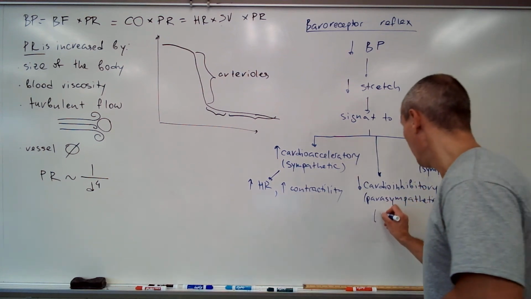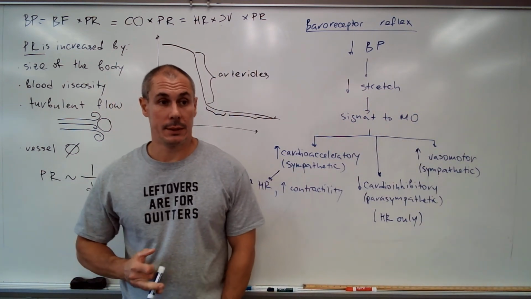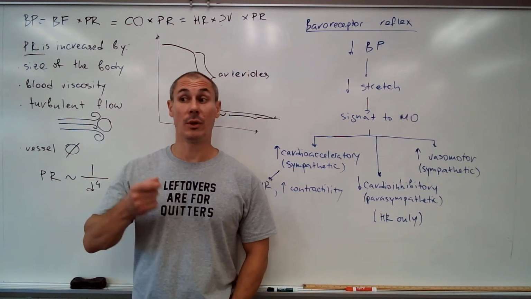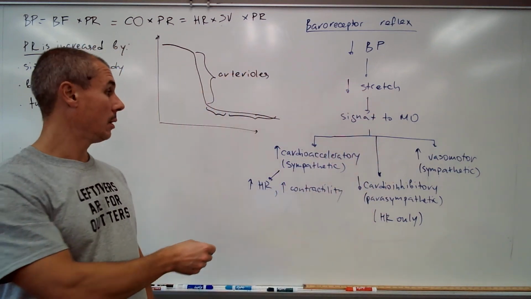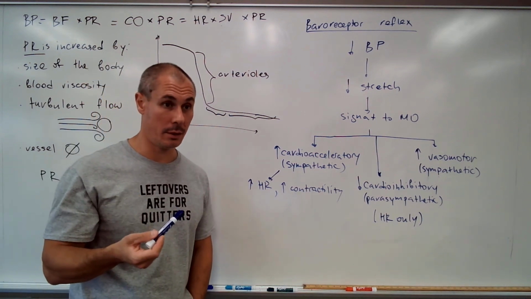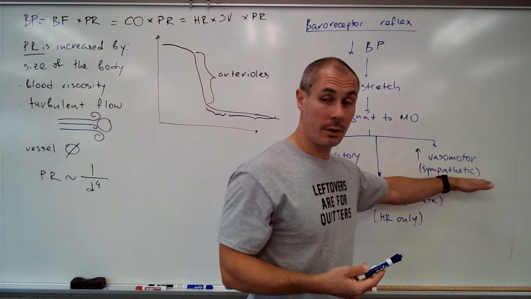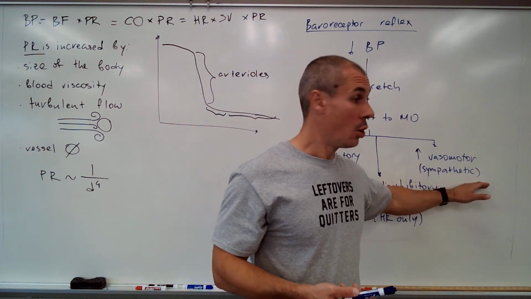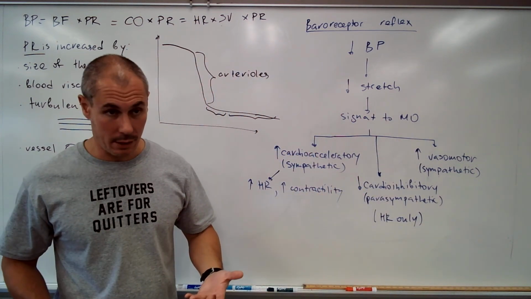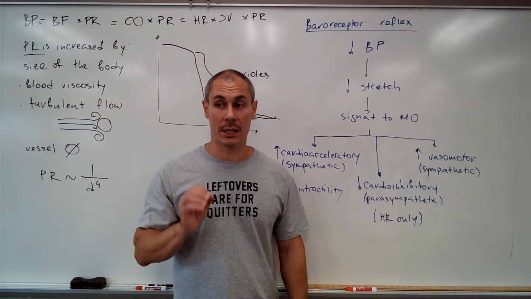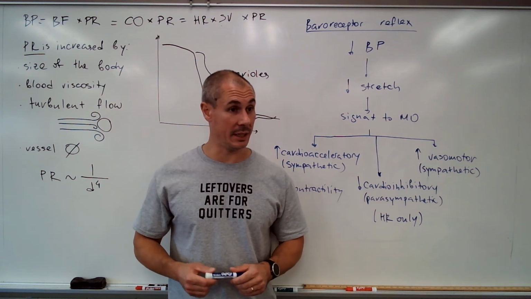Heart rate only. So if your blood pressure goes up, look what happens. Stretch goes up. That signals to the medulla. Cardioacceleratory center is inhibited, which reduces heart rate and reduces contractility. Vasomotor center is inhibited, which dilates blood vessels. And cardioinhibitory is stimulated, which only affects heart rate. Am I clear? Does that make sense to you all?